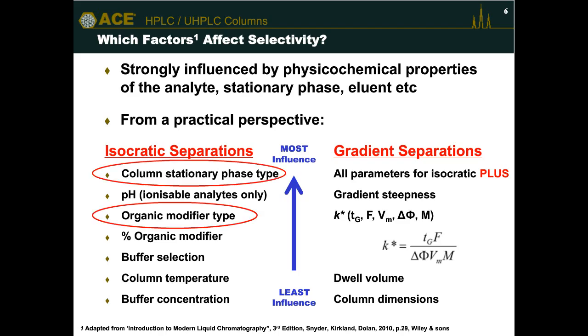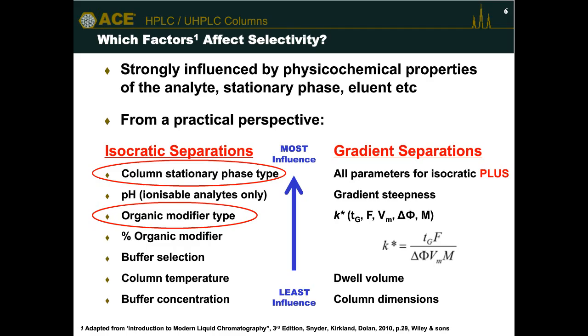In this talk, I'm going to talk about column stationary phase type, or more accurately, the different types of mechanisms of interaction and how they can help us maximize selectivity. I'm also going to talk a little bit about organic modifier type and how we can combine column stationary phase and the organic modifier type into a systematic screening protocol that maximizes selectivity and is very useful for method development, particularly when it's set up on an instrument for automated screening.